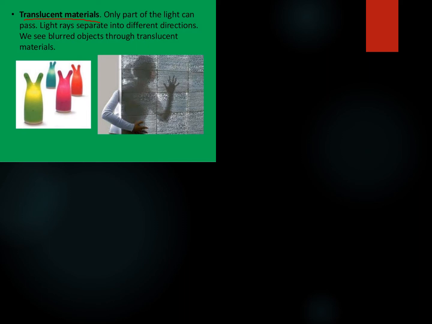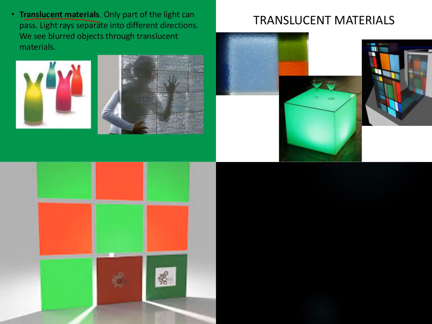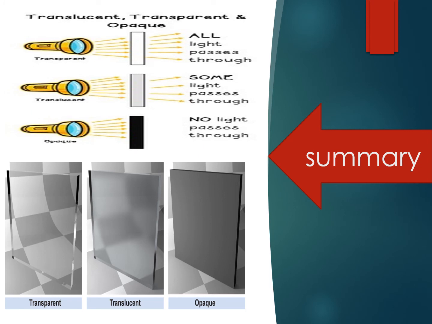Also, colored glasses or colored materials like this are translucent materials. You can see a part of the object, or the object is not clear. For example, also here, these colored glass objects are translucent materials. Here also translucent materials. And here colored glass are also translucent materials.